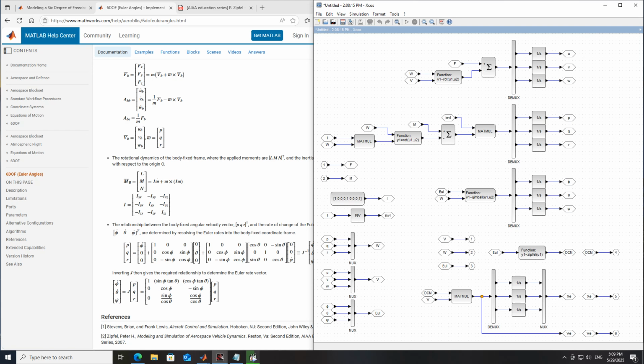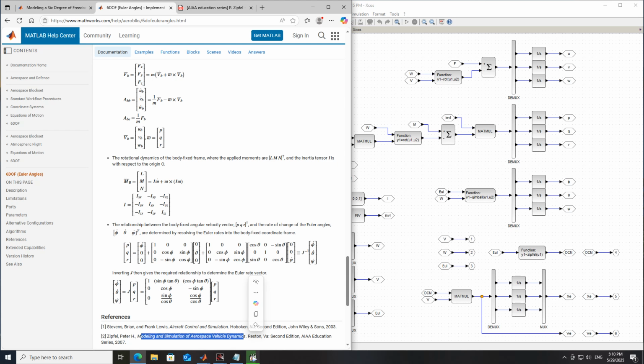Thereunder, a diagram for determining the rate of change of the Euler angles is shown in terms of body-fixed angular rates. The user-defined function gimbal simply performs a matrix times vector product according to the equations shown in the Simulink help page. The direction cosine matrix is computed afterwards in terms of quaternions. A recipe on how to do this might be found in reference sources, precisely the Zipfel textbook, Modeling and Simulation of Aerospace Vehicle Dynamics, on page 127.